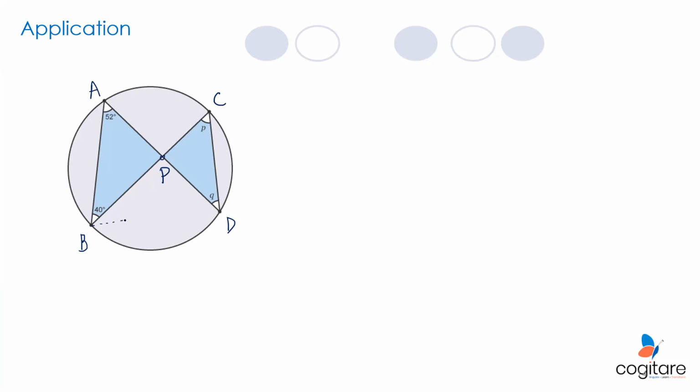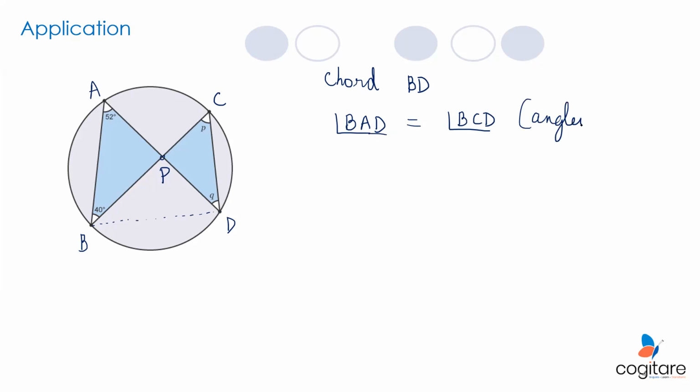If I were to join these points B and D, you see that you have chord BD, which splits the circle into two segments, right? Now, with respect to chord BD, when you look at angle BAD and angle BCD, then you realize that these two angles are angles in the same segment.